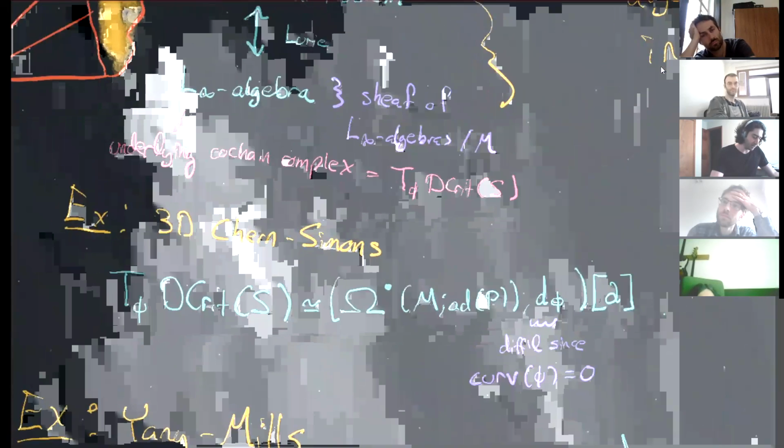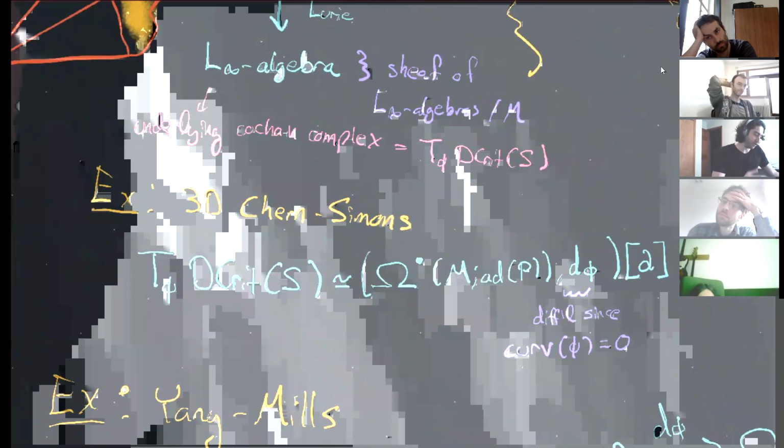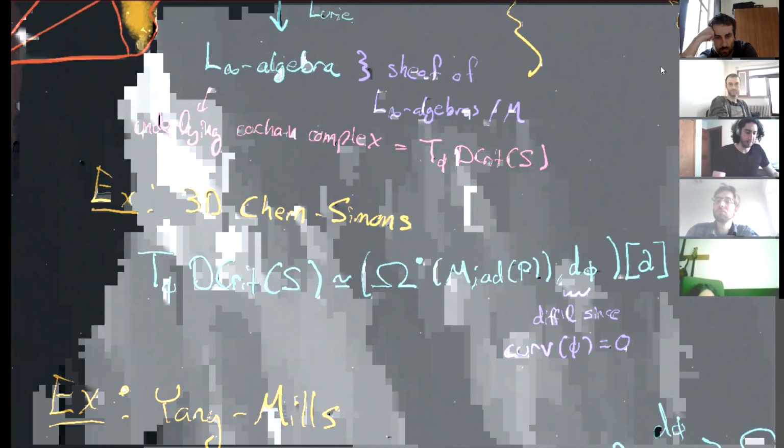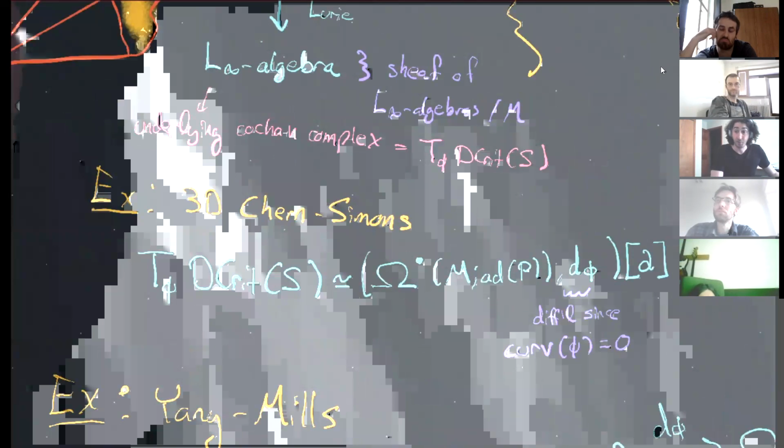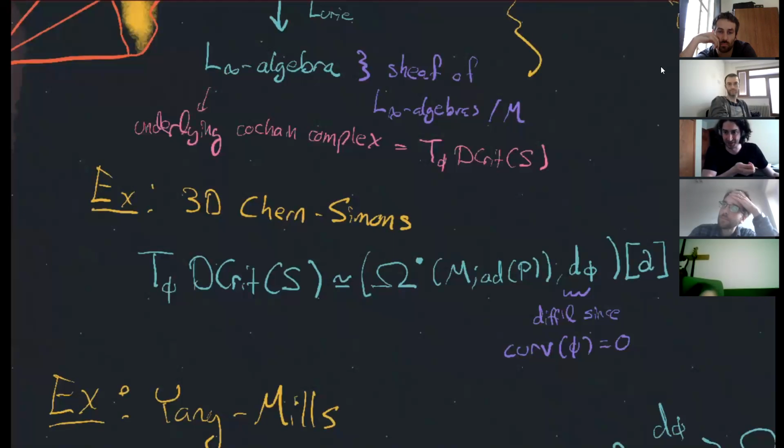And you can do some calculations. So for example, in 3D Chern-Simons, if you do this whole construction, you get literally the differential forms with values in the adjoint bundle, where the differential is given by the covariant derivative, which is a differential precisely because it's a flat connection, so it's a solution to the Euler-Lagrange equation. So that's very satisfying, and that's exactly what you expect from the BV perspective.